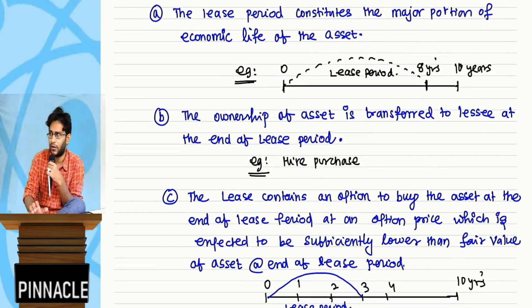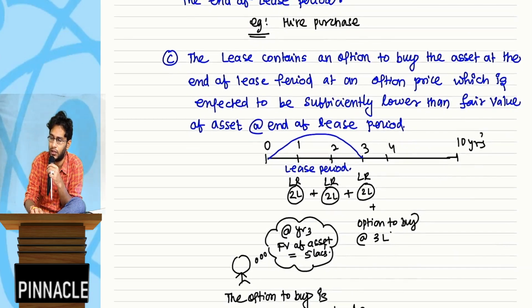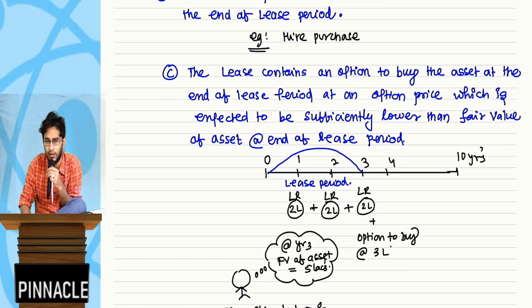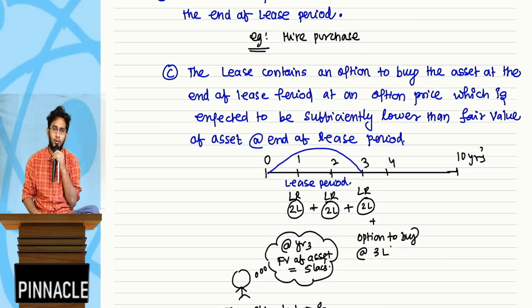There are 5 conditions or situations in which a lease will be treated as a finance lease. Number 1, the lease period constitutes a major portion of the economic life of the asset. Number 2, the ownership of the asset passes to the lessee by the end of the lease period. Number 3, the lease contains an option to buy the asset at an option price which is sufficiently lower than the expected fair value of the asset at the end of the lease term. Number 4, the present value of MLPs is substantially equal to the fair value of the asset on the inception date. And last, the asset is of a specialized nature, which can be used only by the lessee and not by anybody else unless very major modifications are done to the asset.